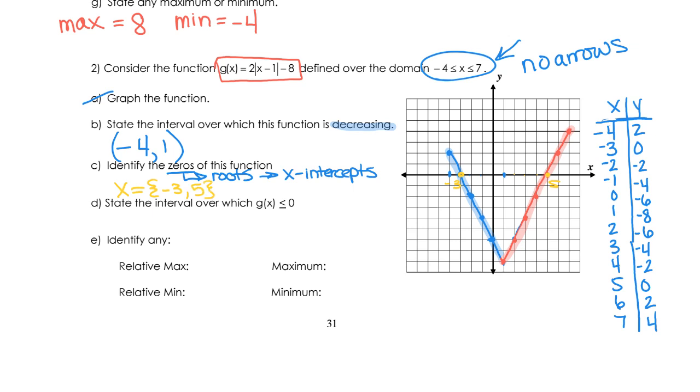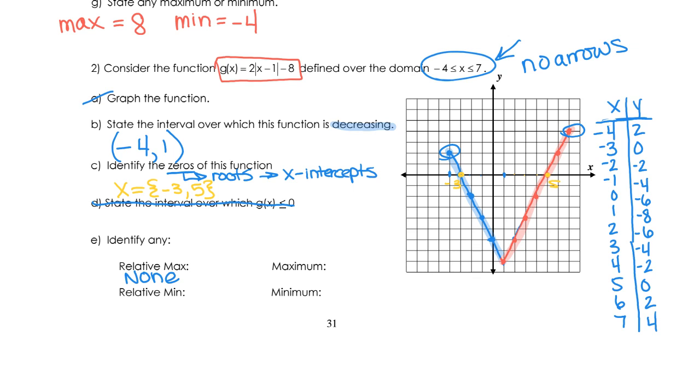Okay. Part D, we're going to go ahead and skip, cut that one out. And we're going to go right to E, and it says identify any relative max. Okay, so remember, relatives are turning points, and there are no relatively high turning points. And so we're going to go ahead and say none. We have 2 endpoints that are high, but they're not turning points, and so we cannot classify them as relatives.